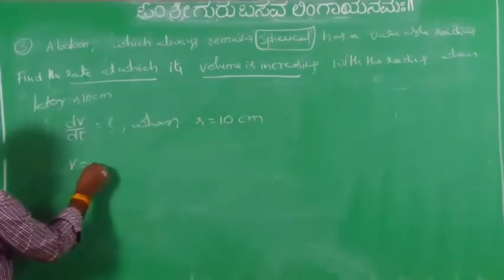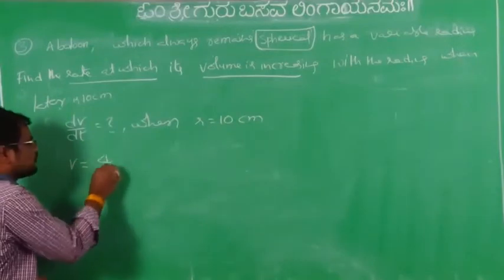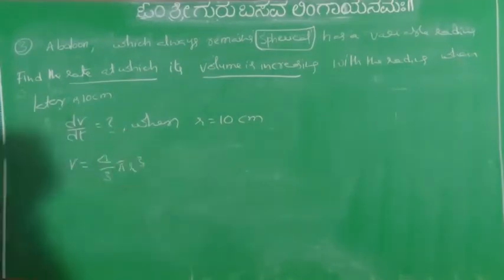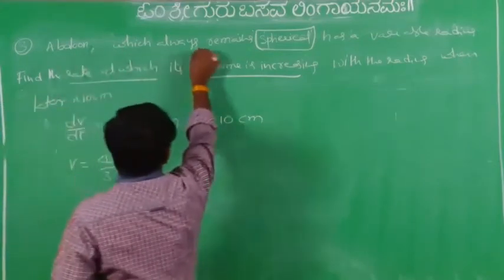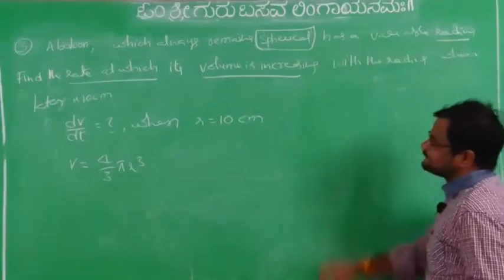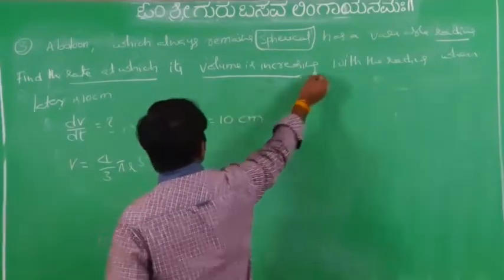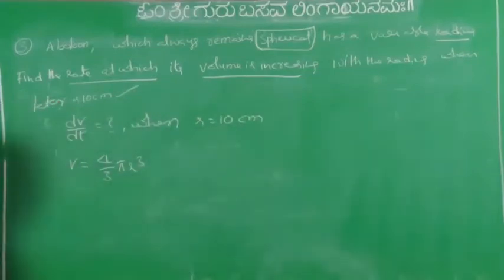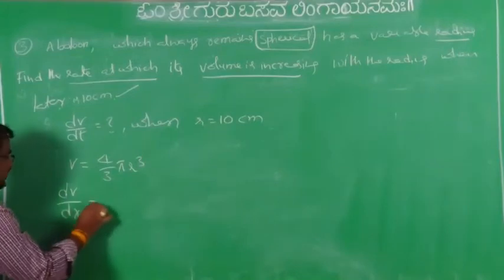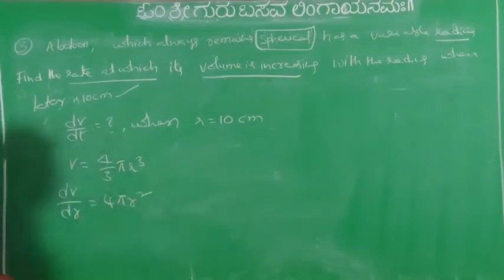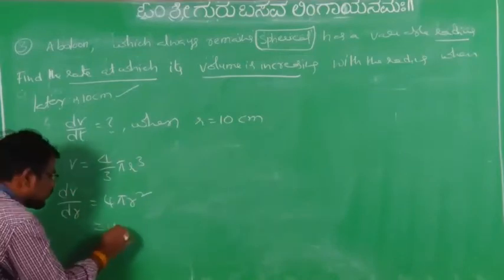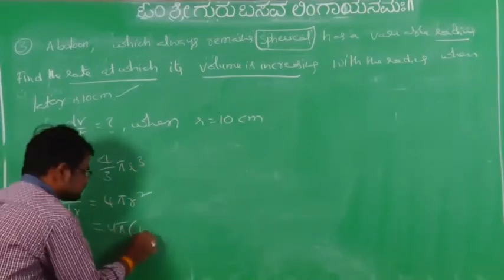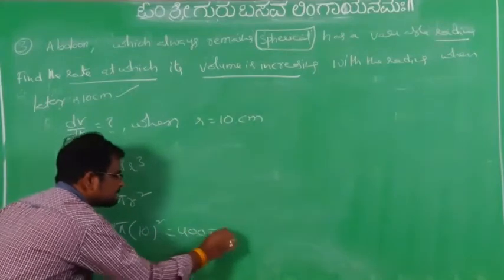Now what is the volume of this sphere? 4 by 3 pi r cube. Now here, with respect to time or with respect to radius? See, a balloon which always remains spherical has a variable radius, so it is with respect to radius only increasing or not? So that's why dV by dr equal to 4 pi r square, that is equal to 4 pi r, that is equal to 400 pi.